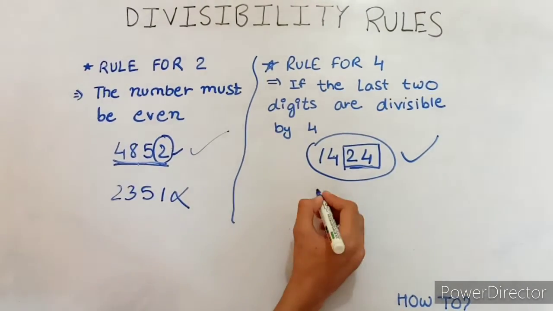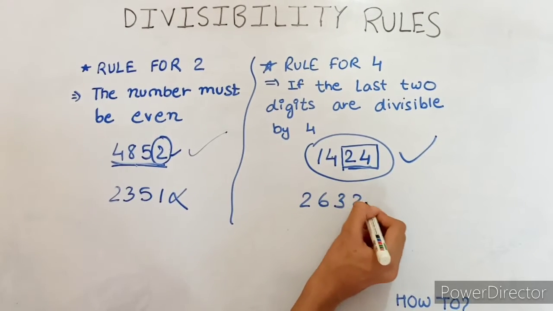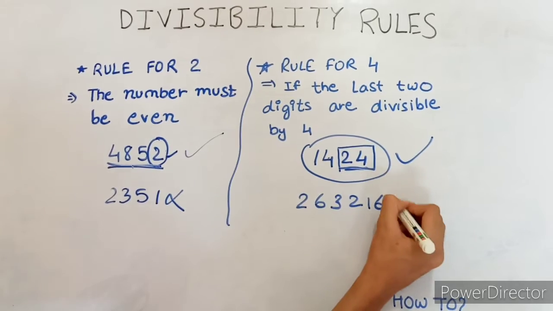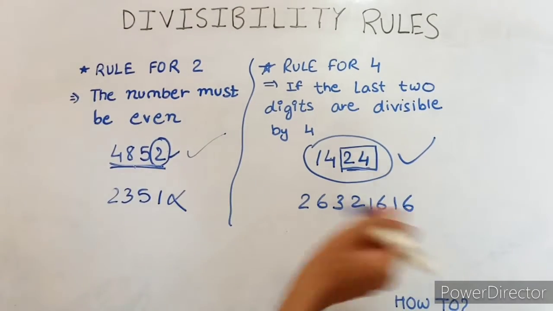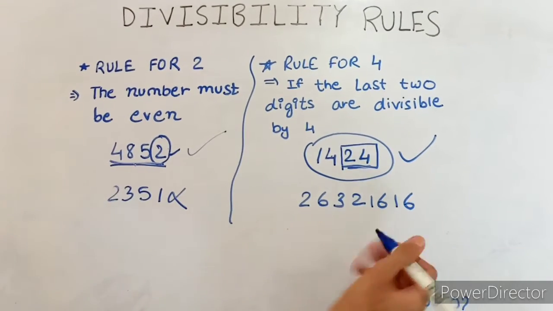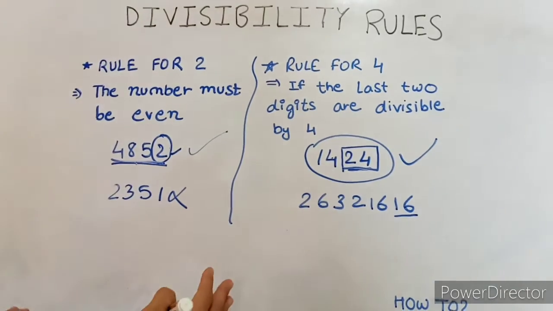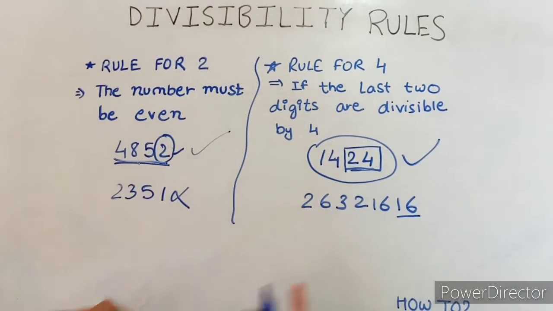Let us take one more example. Let's take a bigger number, 26321616. Now this is a big number. If you want to check whether the number is divisible by 4 or not, just check the last two digits. Here it is 16, and 16 is divisible by 4, so the whole number is divisible by 4.